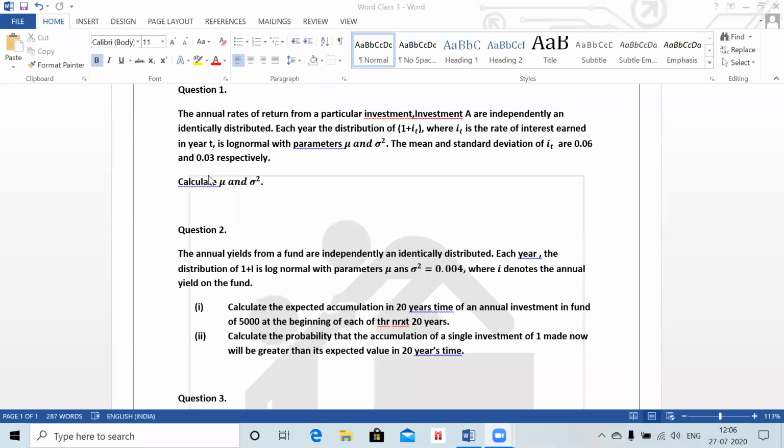Good afternoon. So today we'll do chapter 5, Stochastic Model of Investment Returns. So question 1: the annual rates of return from a particular investment A are independently and identically distributed. Each year the distribution of 1 plus I.